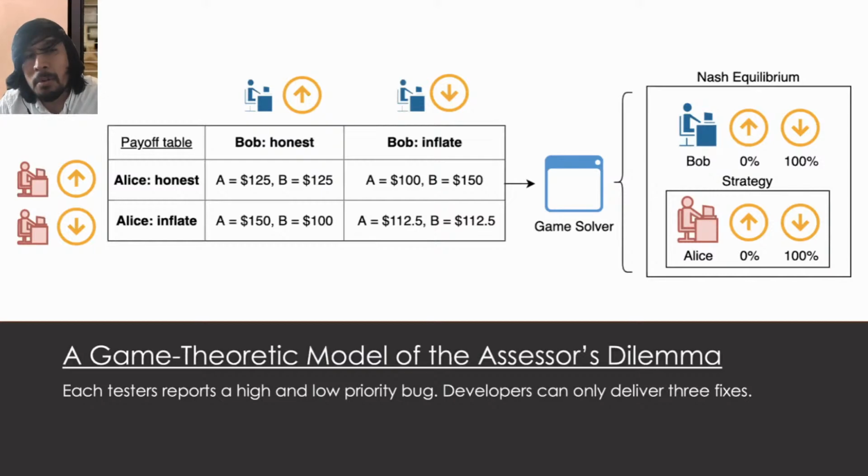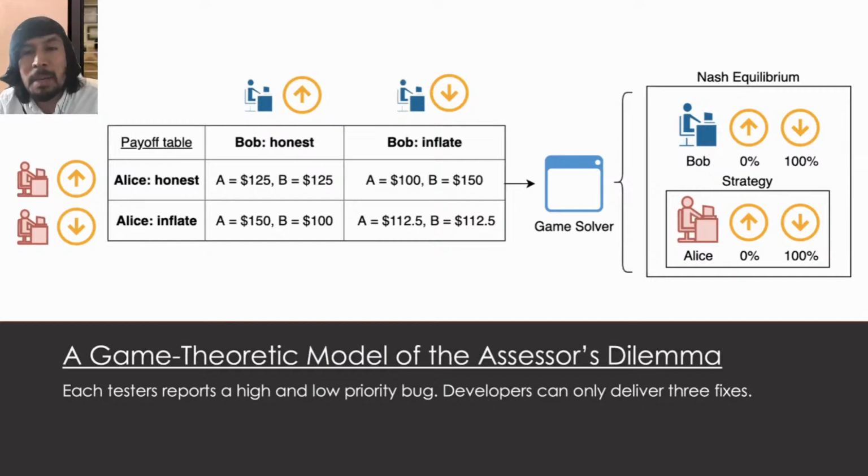In a payoff table, we need to include the utility that each agent or player will obtain as a function of their actions. And let us assume that Bob and Alice get a monetary bonus when they get a bug reported and fixed. So, for example, in the top right cell, we see that when Alice is honest in their prioritization and Bob inflates, Alice obtains $100 while Bob obtains $150.